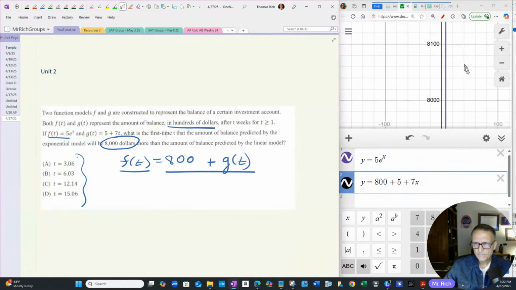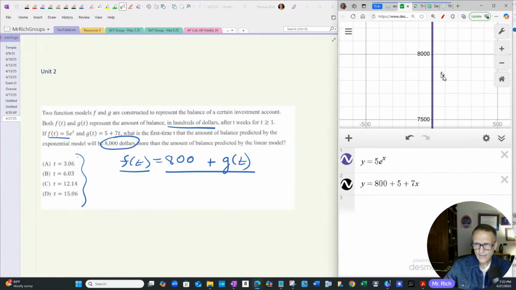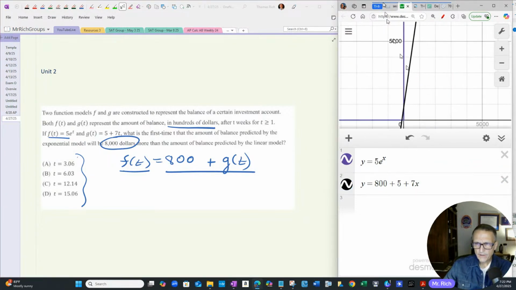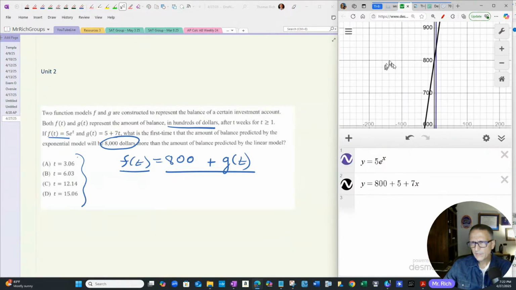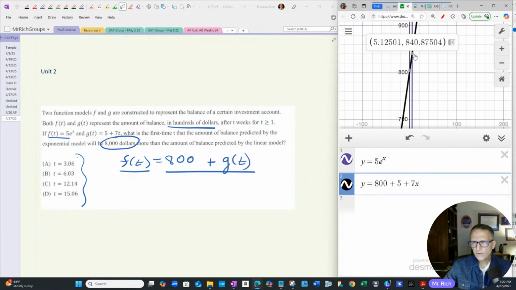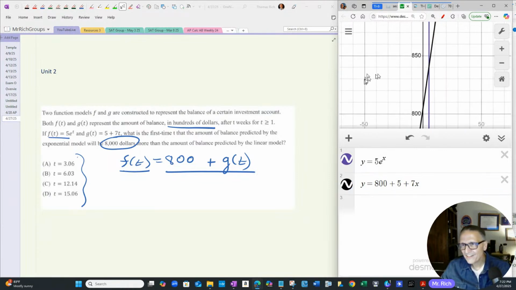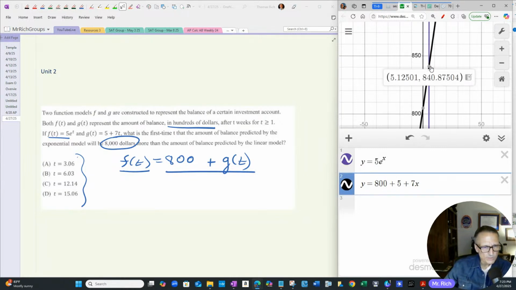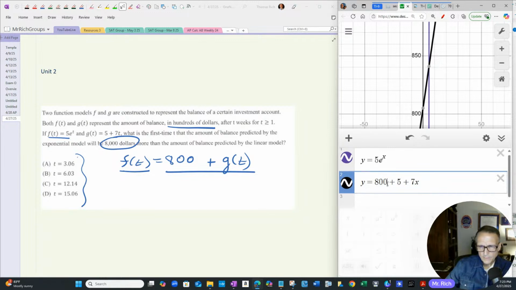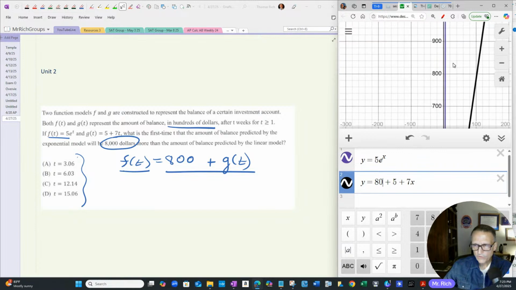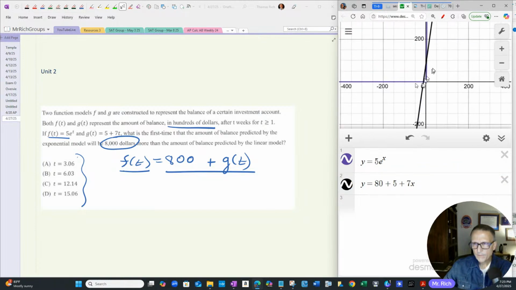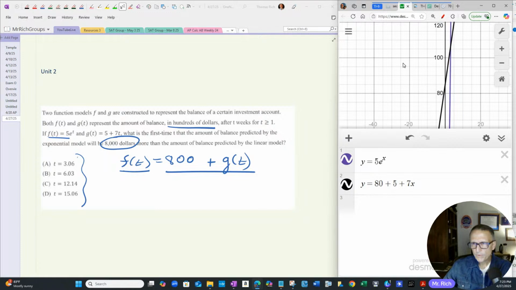So that means we're going to back off of this way out, and we need to go way down here to the new intersection point. So when you come in here, did I get the intersection point there? I do have an intersection point, and it is 5.12. And if it's in hundreds, maybe this needs to be back down to 80, right? Because 8,000 would be 80 hundreds.